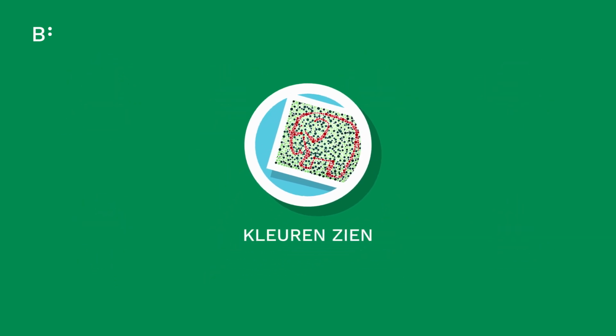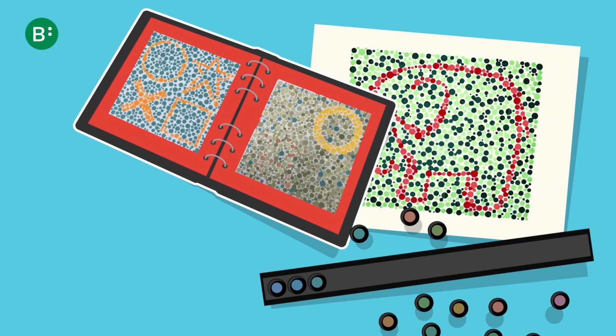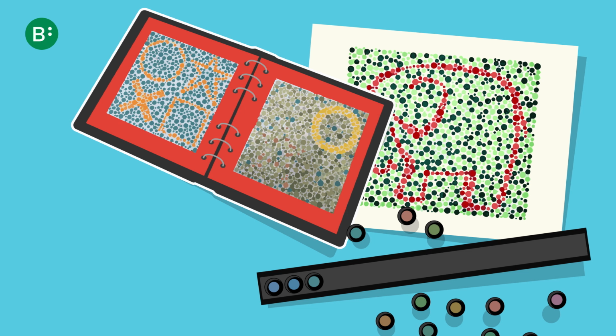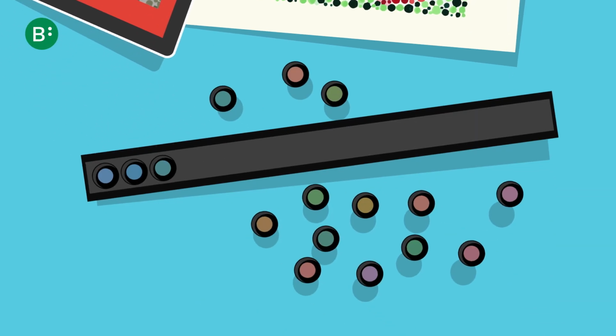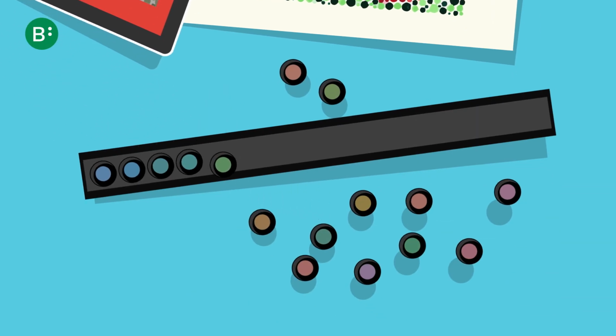Colour vision. The ability to see colours can be examined using a variety of tests. The child is given a booklet containing different coloured figures. The child is asked to name or match the figures. Another test shows 15 coloured caps that can be placed in order.